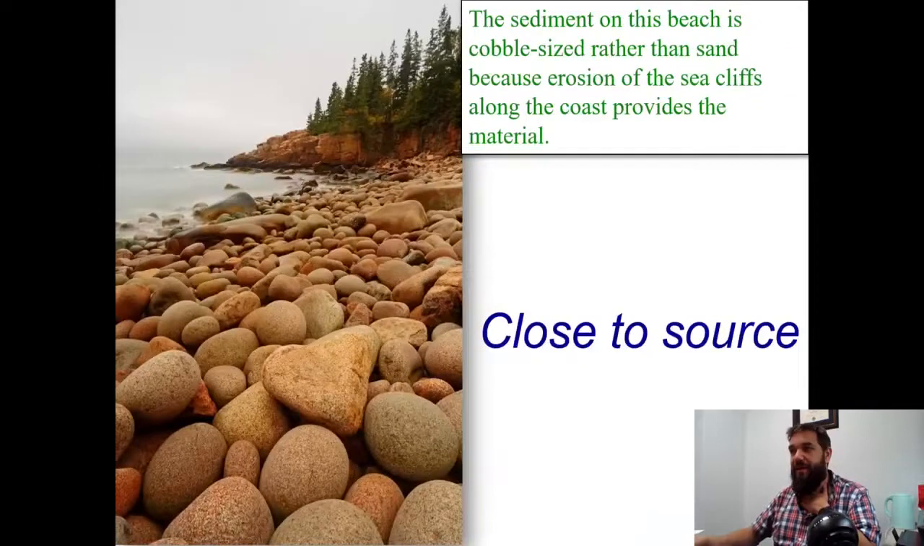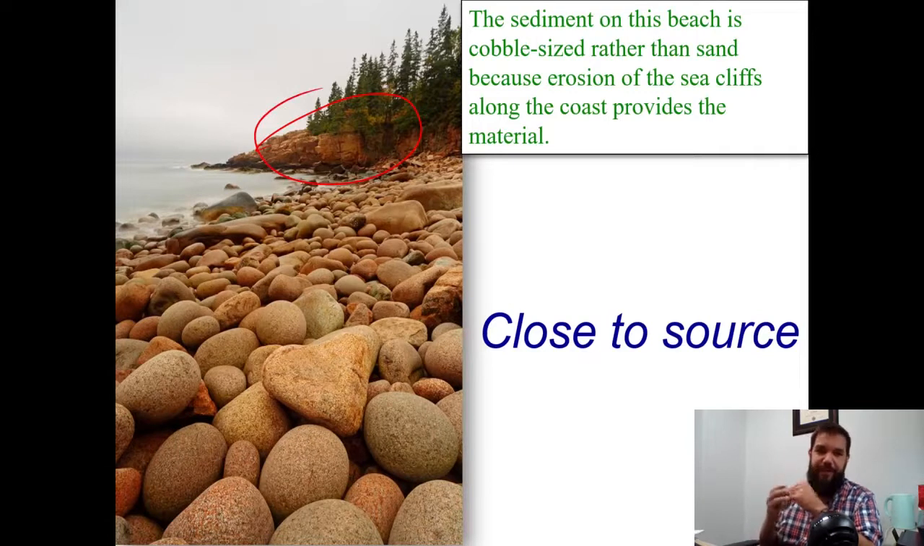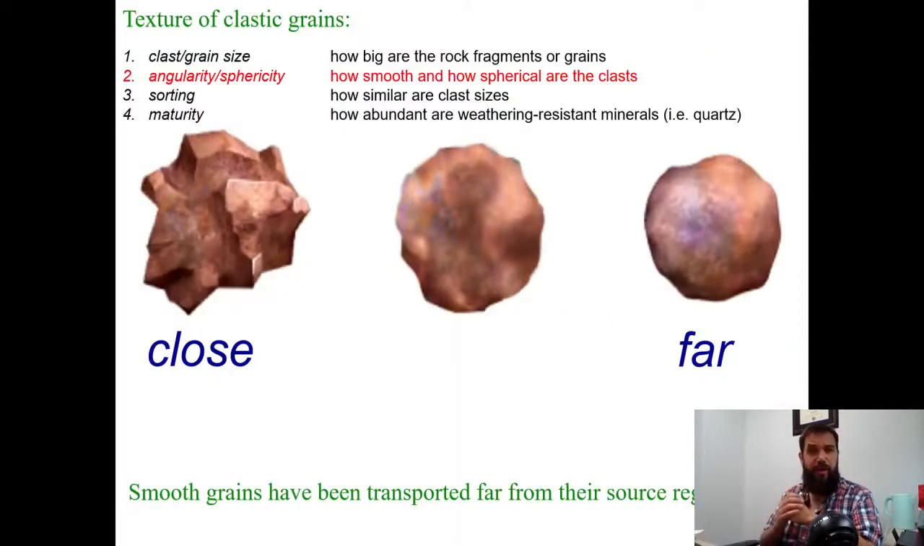Okay, but look at here. Close to the source, you see these mountains here. I shouldn't say mountains. They're not mountains, but these cliffs, right? These are eroded cliffs. And you can see that the sediment is very big, cobbles and boulders and stuff. Well, that's because it's close to the source, okay? So that's what grain size tells you.